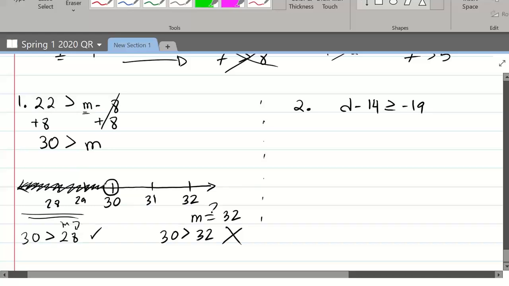Now let's go over the next one. d minus 14 is greater than or equal to negative 19. We want to get rid of this minus 14, so we add 14 on both sides.